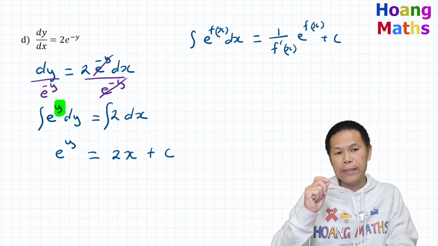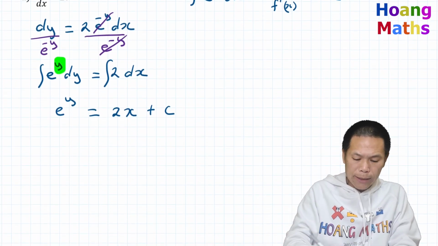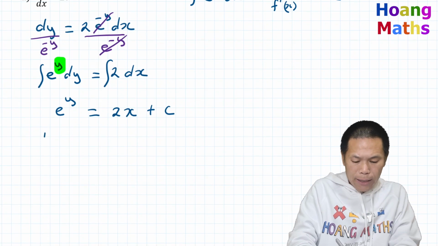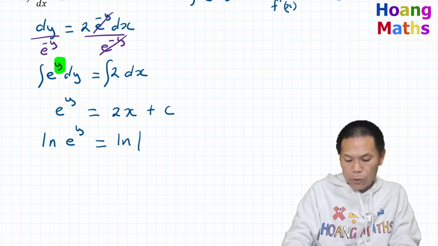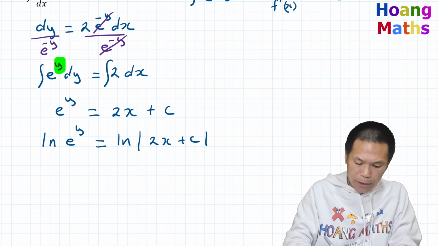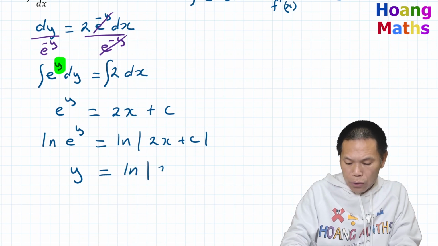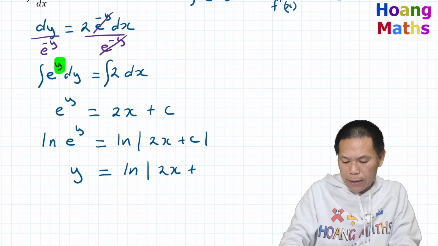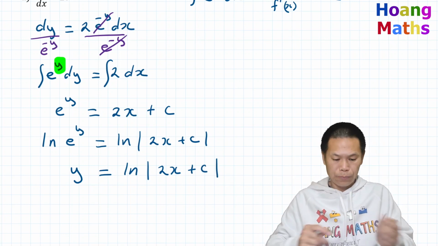Now to solve for y, so I take log on both sides. So that is base e. So base e is ln. Okay, keep that in mind. So e to the y is ln of 2x plus c. Now ln of e to the power of y will give me y. So that is y is ln of 2x plus c. There you go.